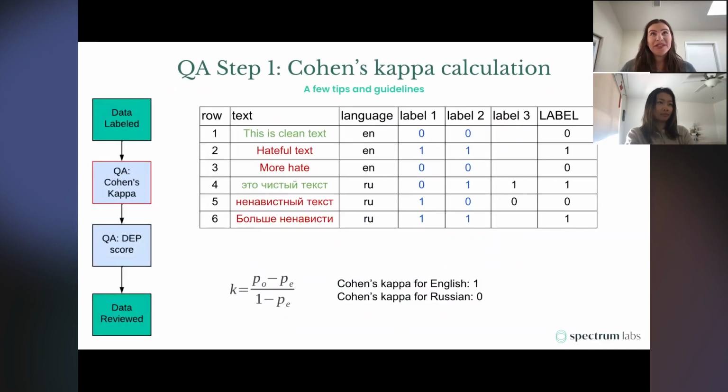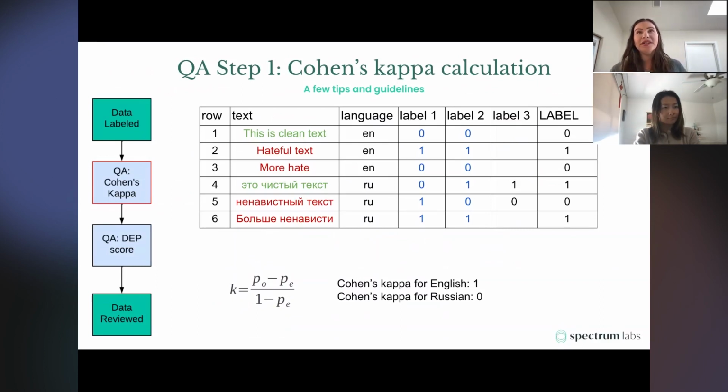So diving a little bit deeper into Cohen's kappa, the example here is a few rows of text in both English and Russian. And you can see these blue columns, label 1 and label 2.